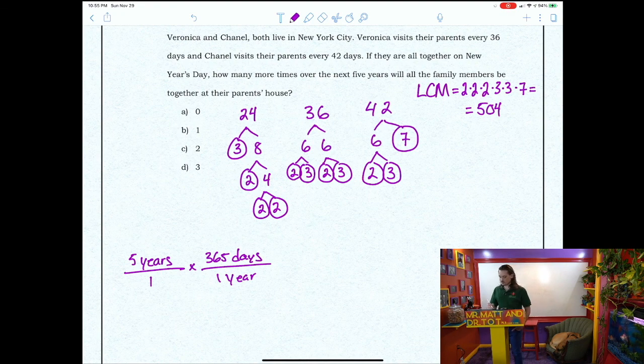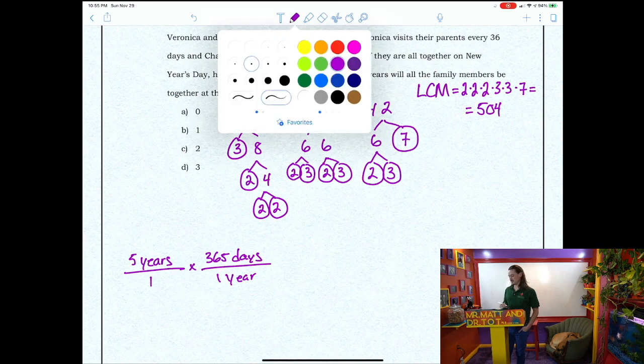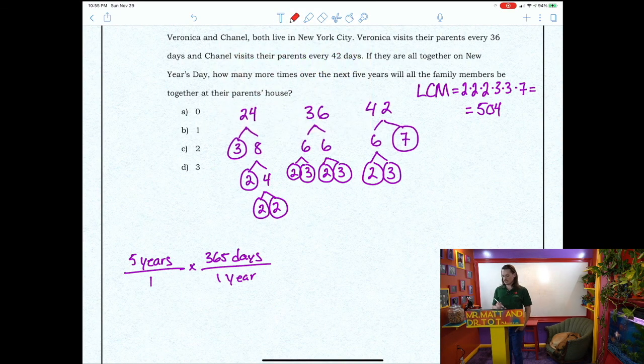Because when you multiply across, now the units of years in the numerator and the units of years in the denominator, getting tongue-tied here, will eliminate, leaving your answer in terms of days. So we're going to have 5 times 365 days, which is going to be 1,825 days in 5 years.